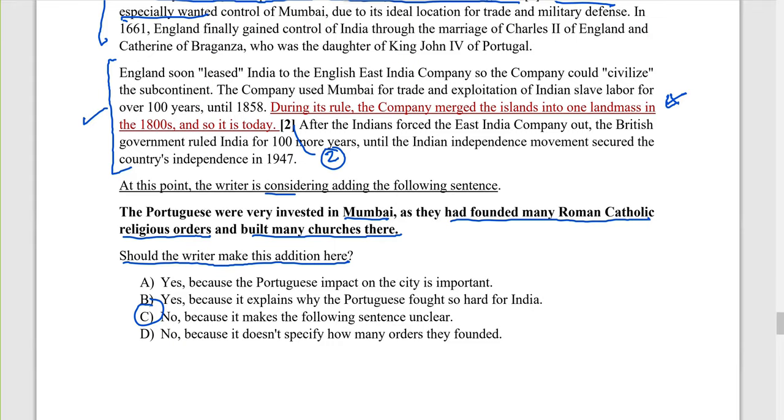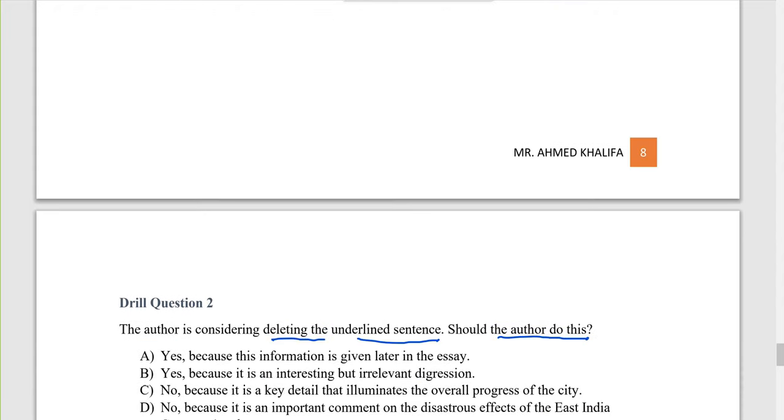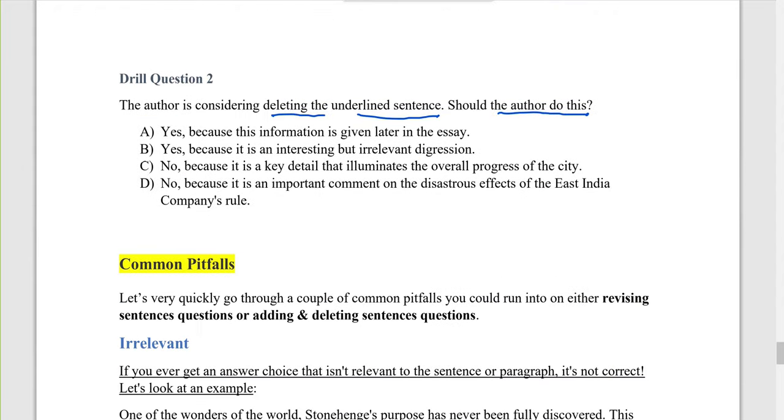After the Indians forced the East India Company out, the British government ruled India for 100 more years until the Indian independence movement secured the country's independence in 1947. Okay, shabab, I'm going to ask a question here. The author is considering deleting the underlined sentence. Should the author do this?